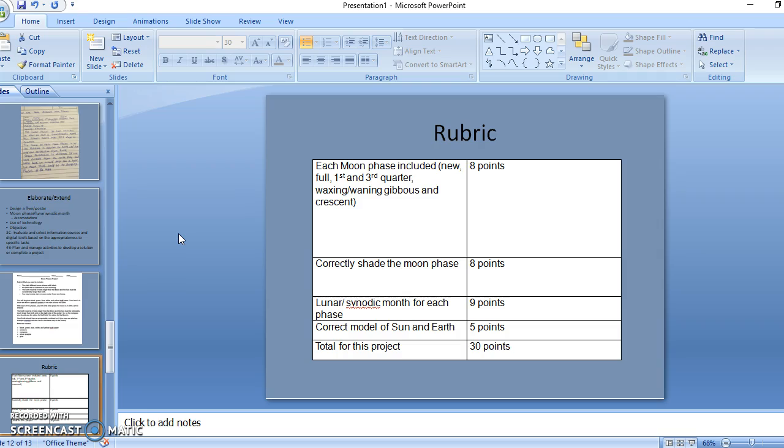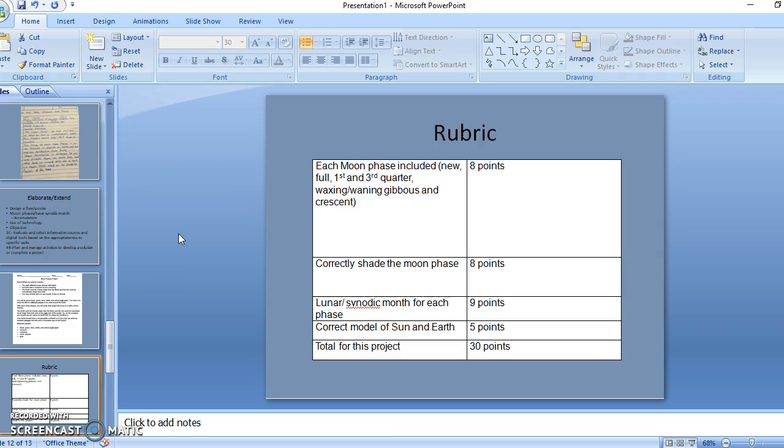It was 8 points for getting each moon phase correctly labeled. It was 8 points for correctly shading in each of those moon phases. It was 9 points for going from new moon all the way back to new moon, and they had to be within plus or minus 1 day for the date. And then, if they did it, they had to have a correct model of the sun, the earth, and the moon, which I forgot to add. Whoops. So the total for this project was 30 points.